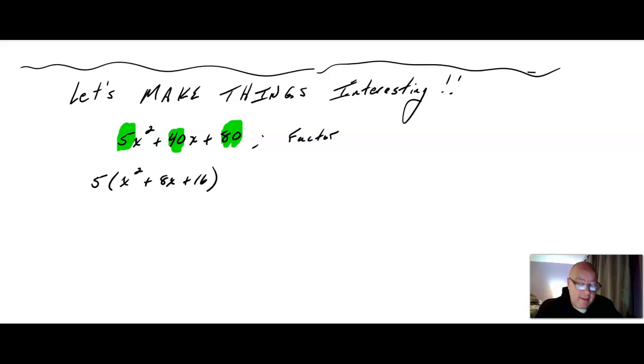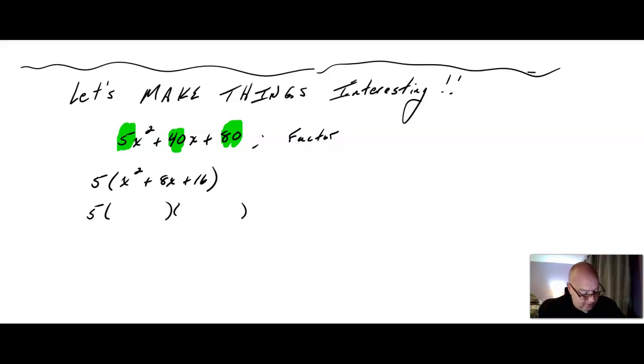How do I know that? Because I know that if, a big if, I were to distribute the 5 back through, 5 times x squared is 5x squared, 5 times 8 is 40x, and 5 times 16 is 80.